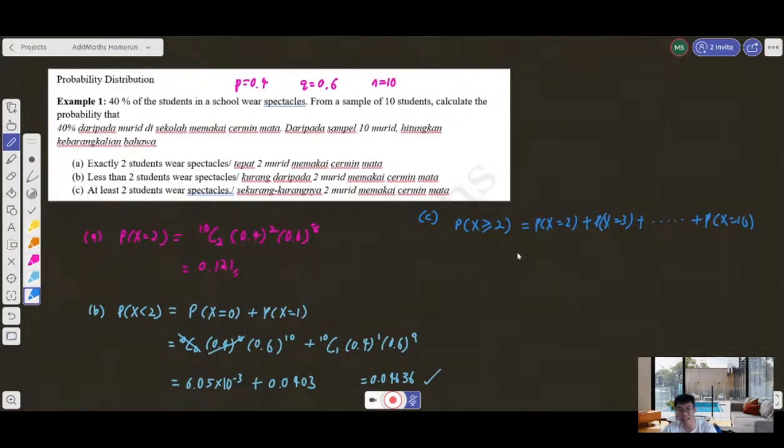So instead of plus until 10, we use 1 minus 0 minus 1. So actually you don't have to count already because 0 and 1 plus together is actually 0.04636. You got here. Okay, so you just minus what you get just now, 0.04636. I'm getting 0.9536. That's the answer.